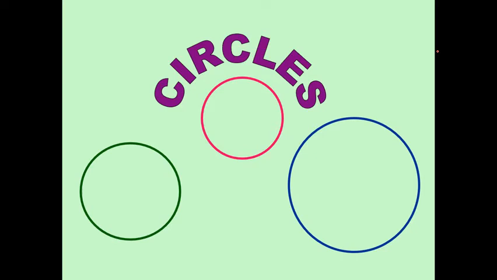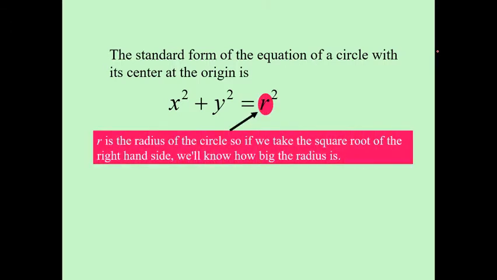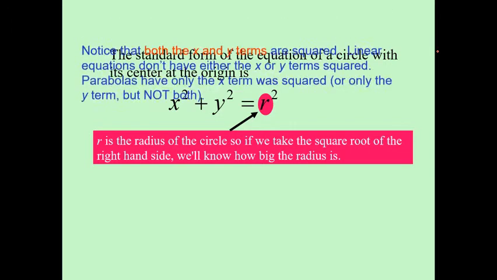Welcome to circles and circle equations. The standard form of the equation of a circle with its center at the origin is x squared plus y squared equals r squared. R is the radius of the circle, so if we take the square root of the right-hand side, we'll know how big the radius is.